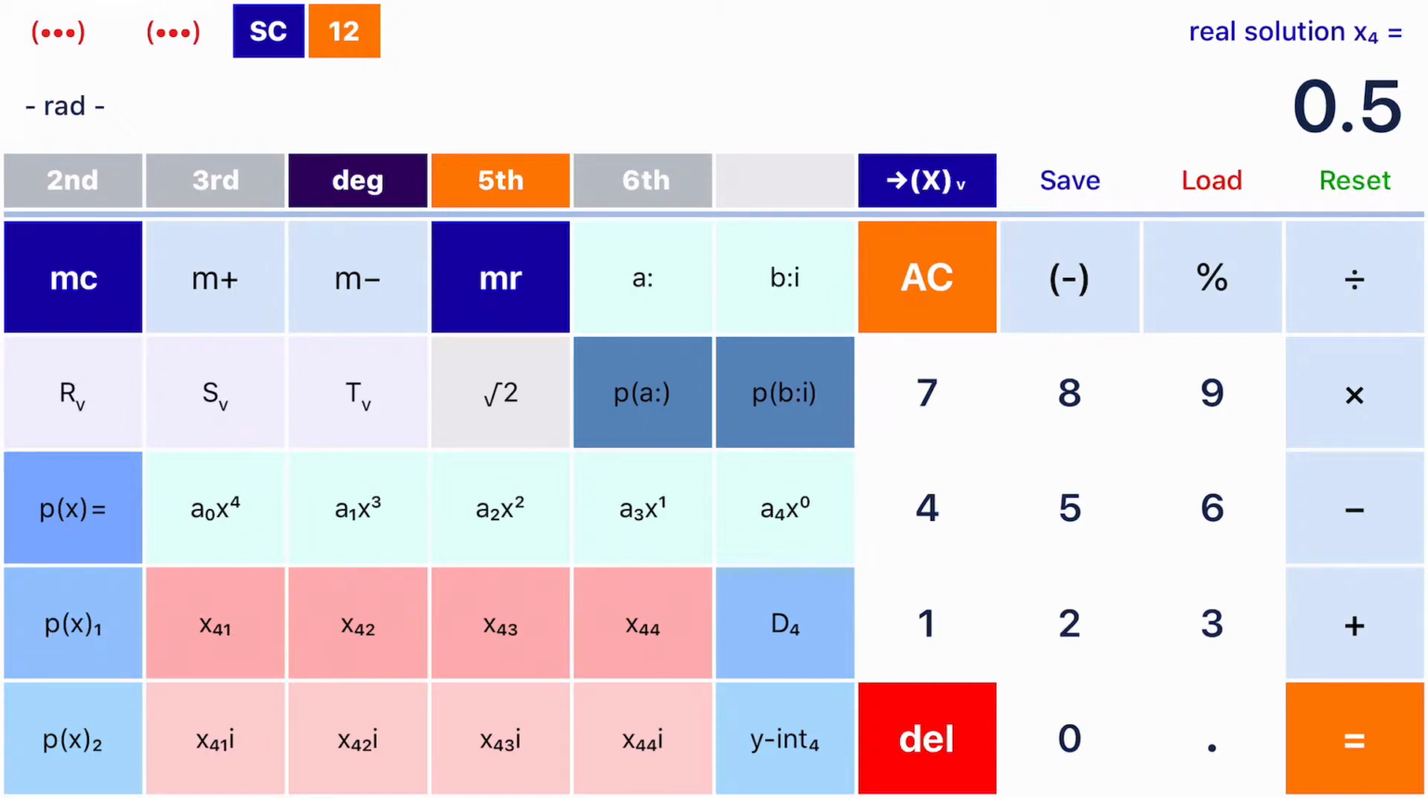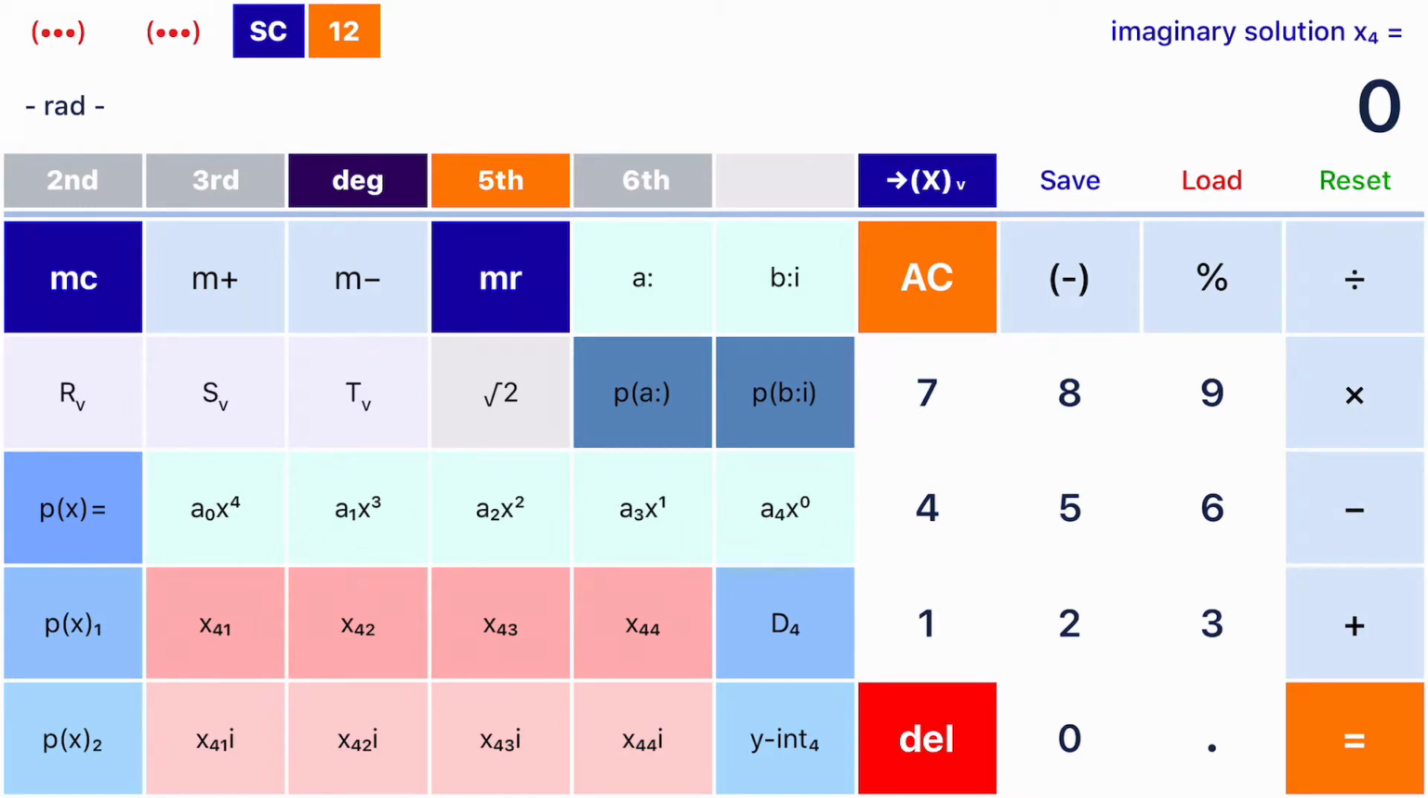As you notice, there will be no imaginary parts to the solutions. These are real numbers, all of them. If there was an imaginary solution, of course, I would get the value right here, the imaginary part of the solution.